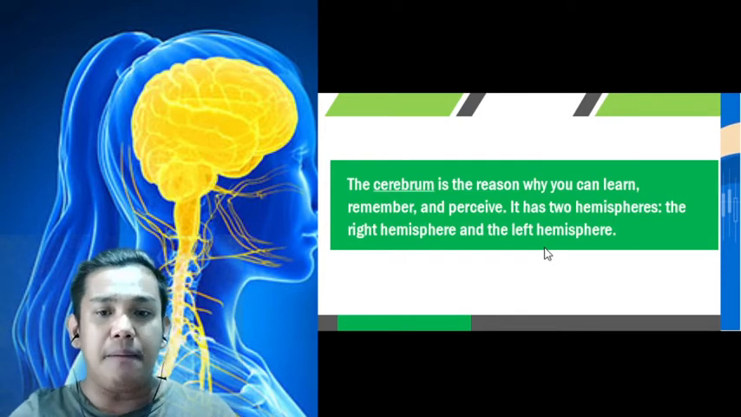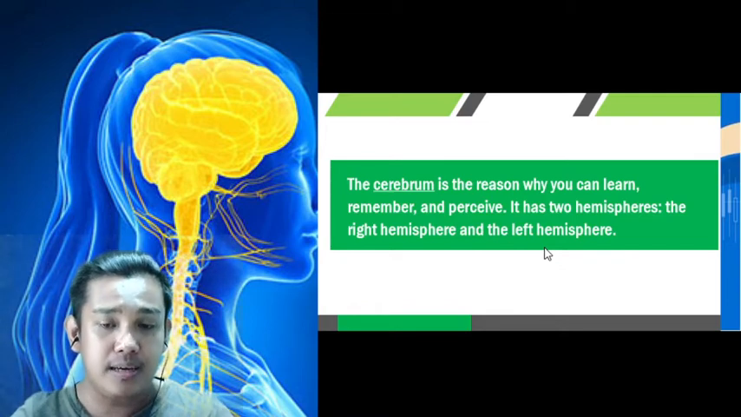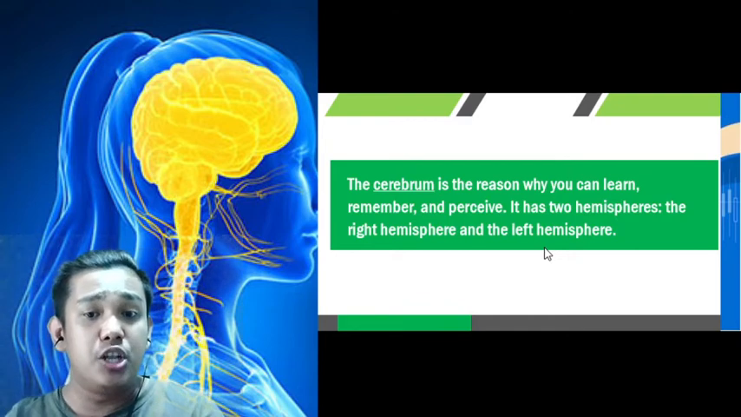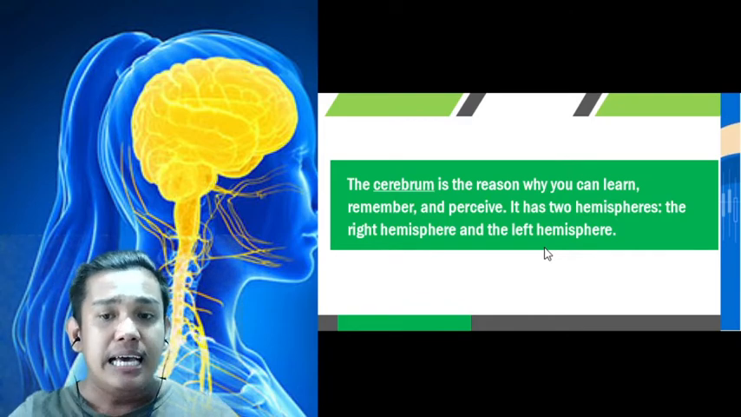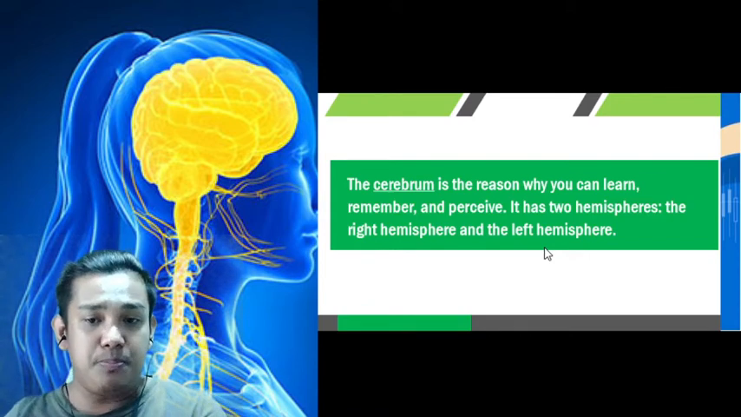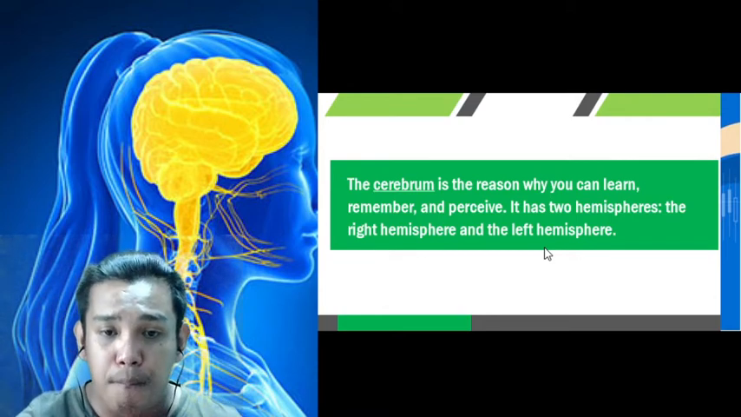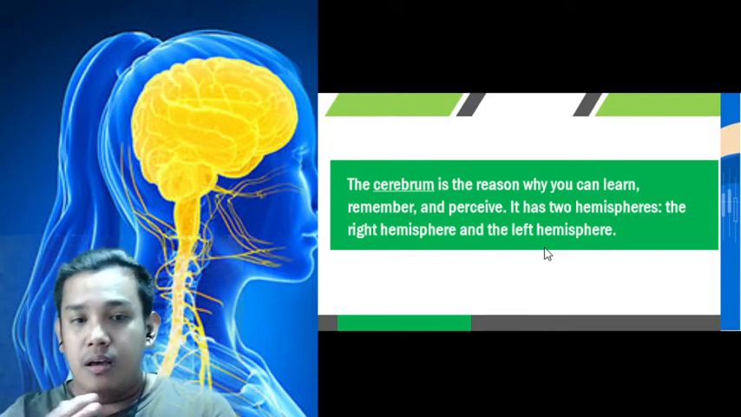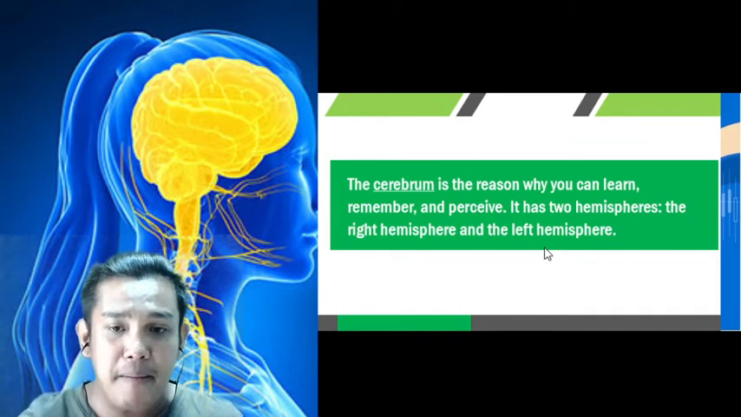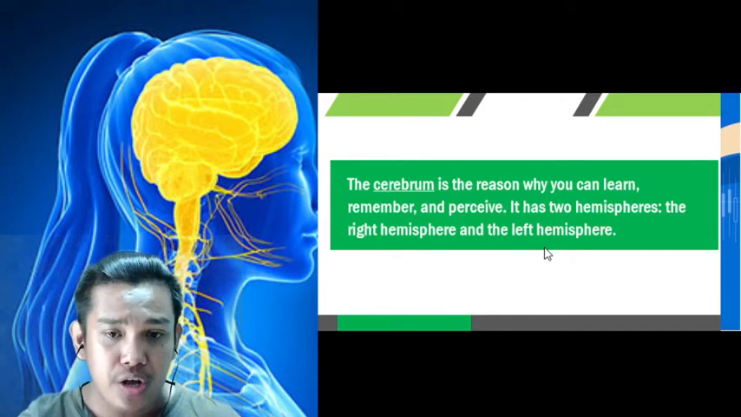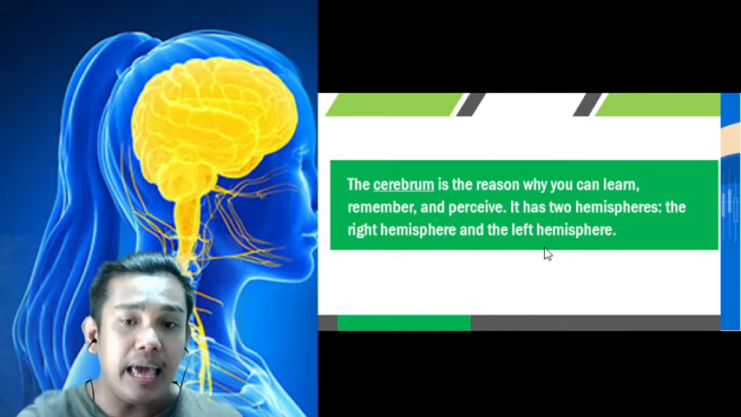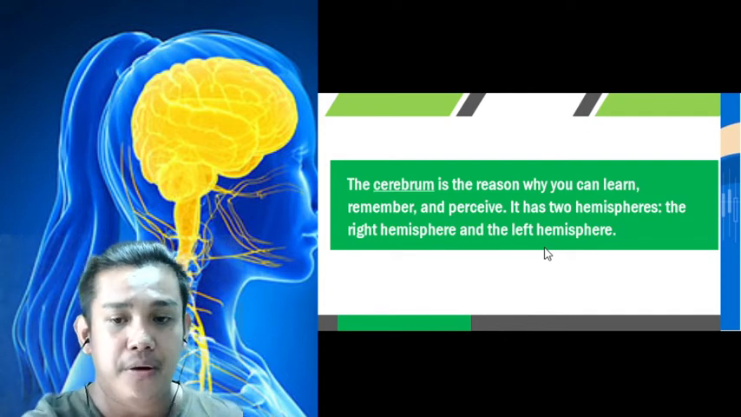Okay, let us define what the brain is. In the brain, we have the cerebrum. What is the cerebrum? The cerebrum is the reason why you can learn, remember, and perceive. It has two hemispheres, the right hemisphere and the left hemisphere. This part of the brain helps us to remember, perceive, and learn.